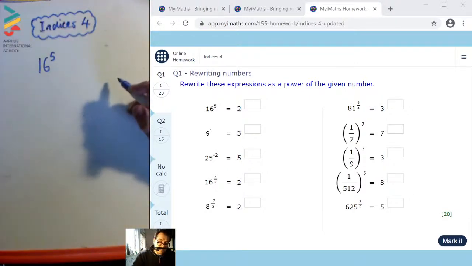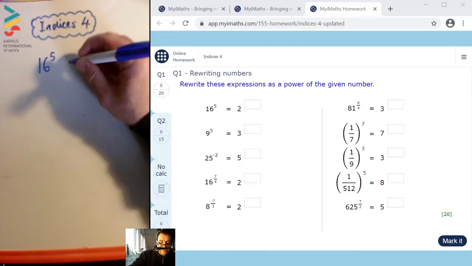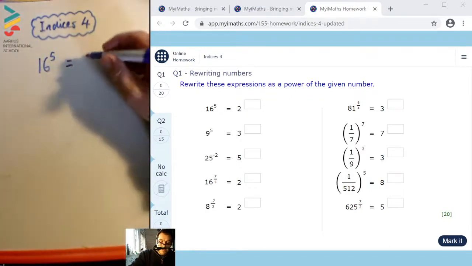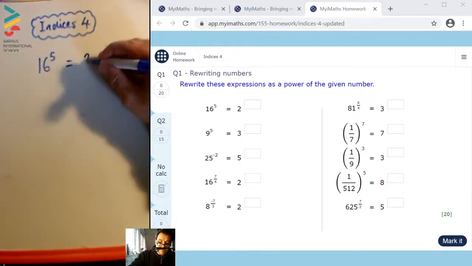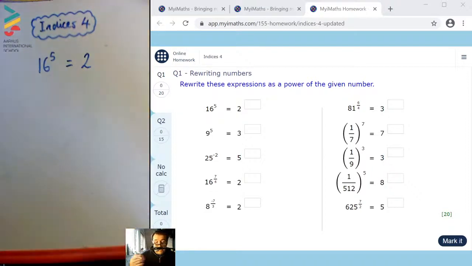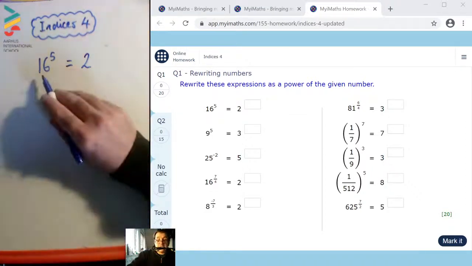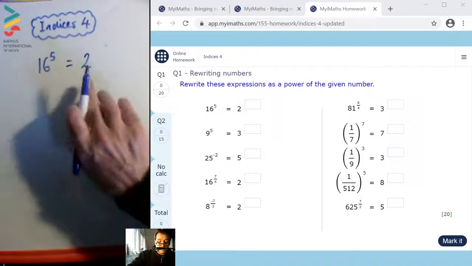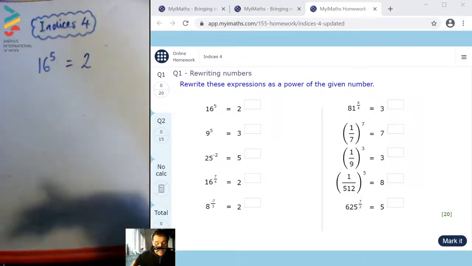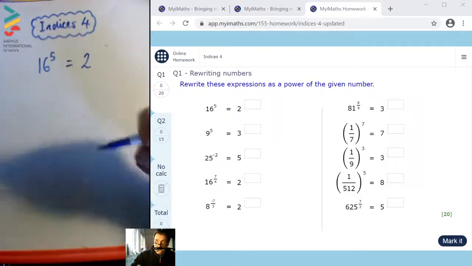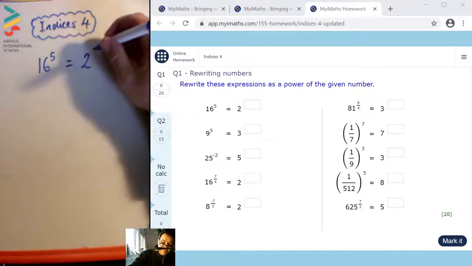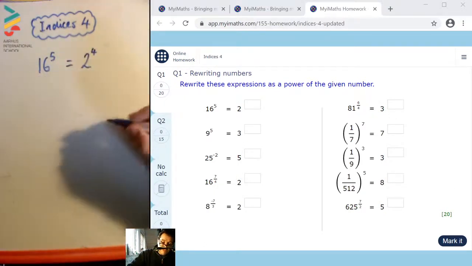the power of something. Now all of these questions are constructed in such a way that the number we're trying to write it as a power of actually can be written to a certain power to give the number we start with. So for example, 16, I notice, is a power of 2. 16 is 2 times 2 times 2 times 2. 16 is 2 to the power of 4.